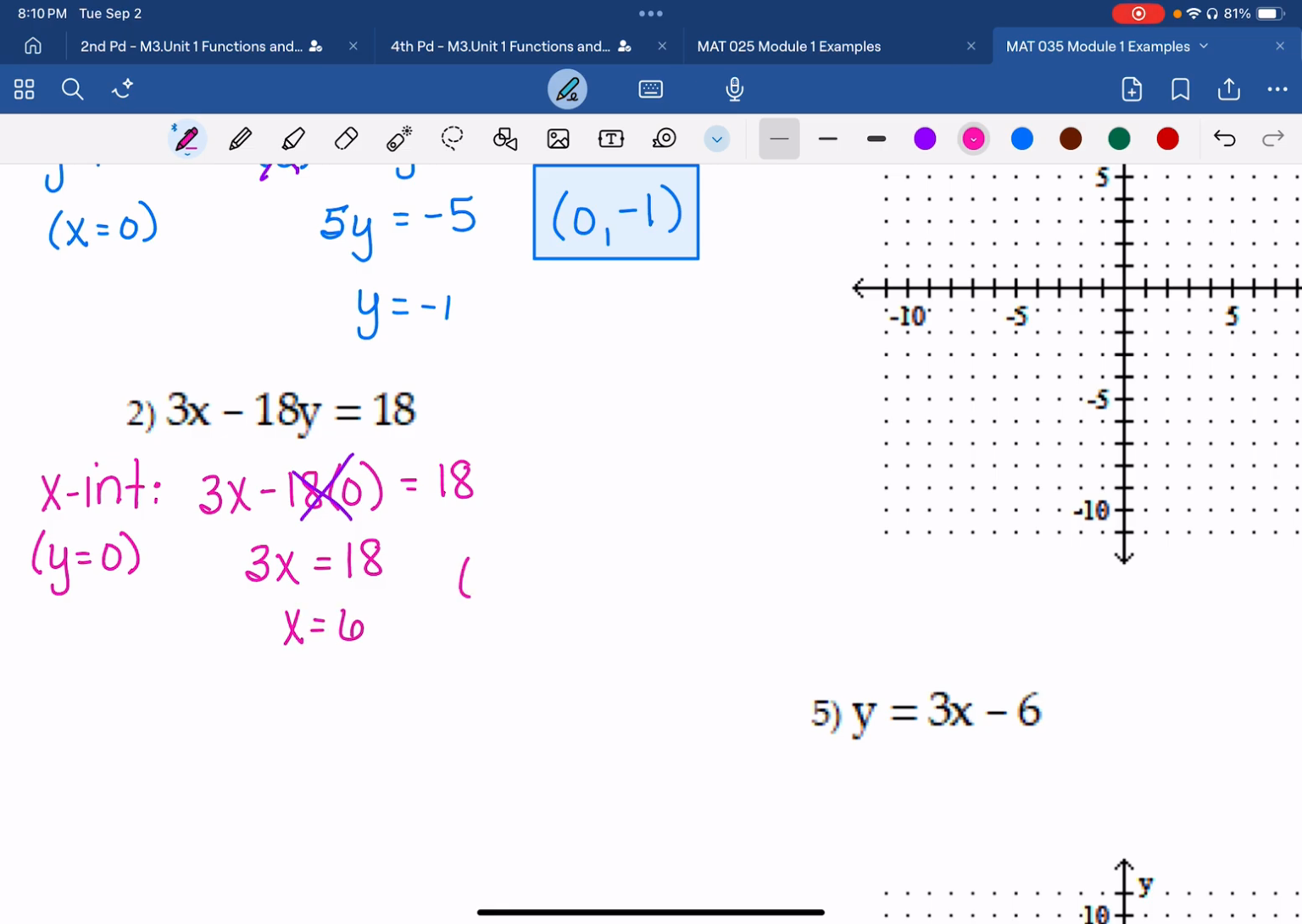And then we always want to write these as an ordered pair so that we make sure we understand that the 6 is an x value and your y is 0. Okay.